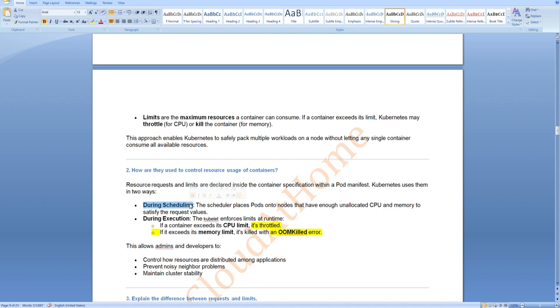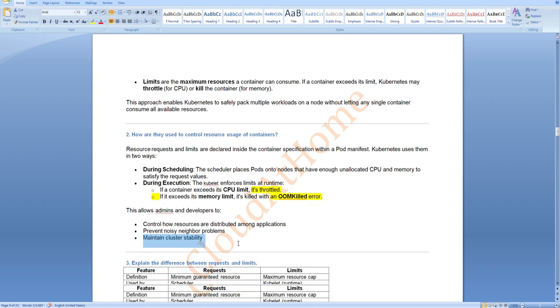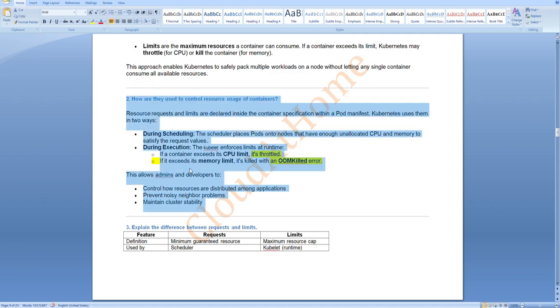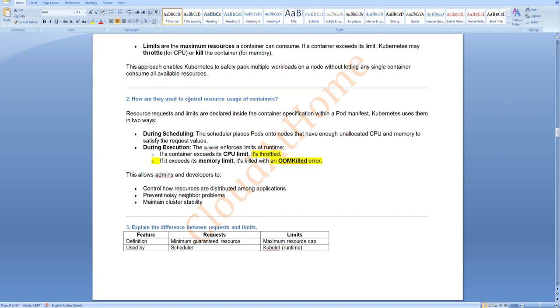Whenever a pod is getting scheduled, the pod will be scheduled only if there is enough memory and CPU present. That is during scheduling. And during execution, it will keep on checking, and if it is crossing the limit, it will either get throttled or OOM killed. This allows admins and developers to control resource usage, prevent noisy neighbors, and maintain cluster stability. This we have already discussed: how they are used to control resource usage.